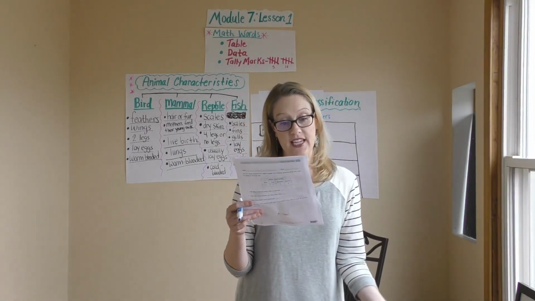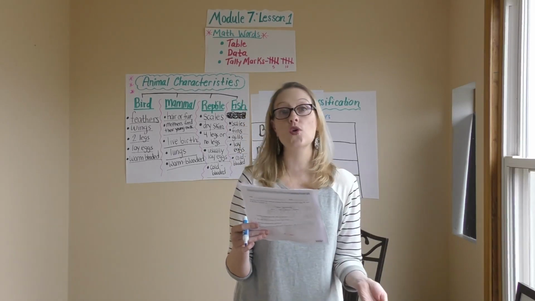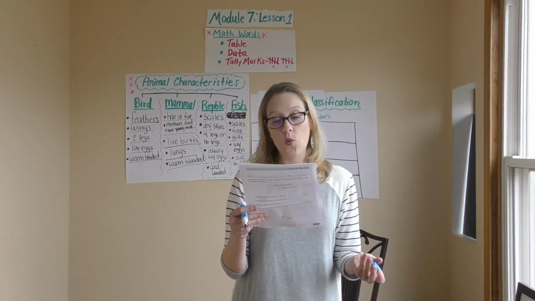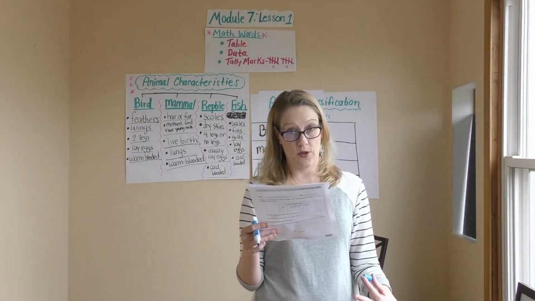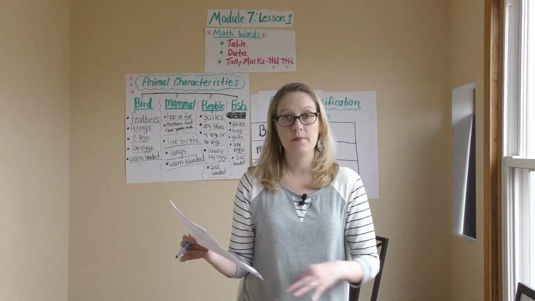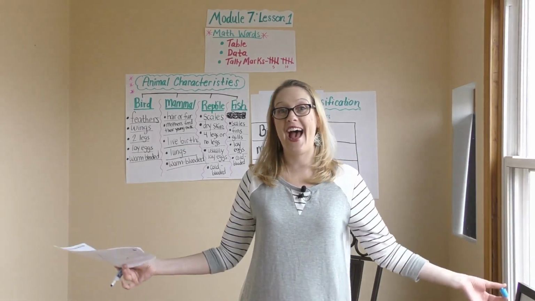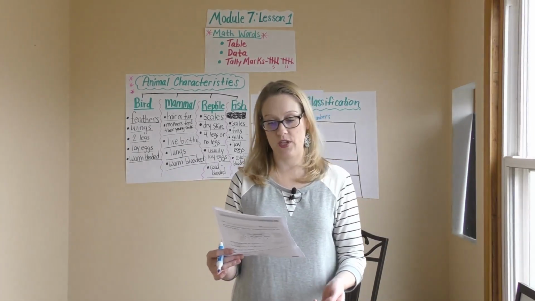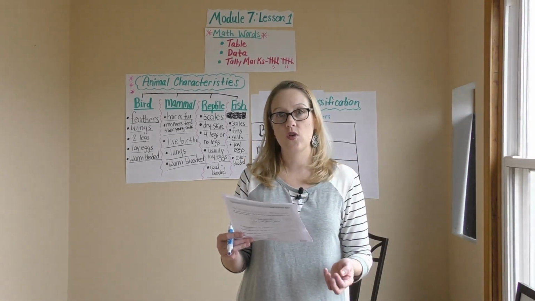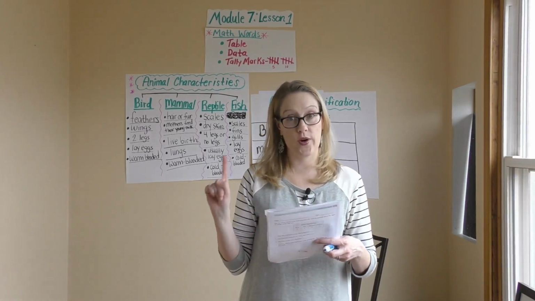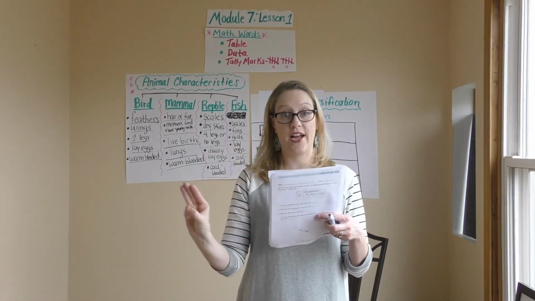And letter D says how many total animal habitats were used to create this table. Total means you have to add. It's the total amount, okay? So we have only 3. We have forest, wetlands, and grasslands, okay?